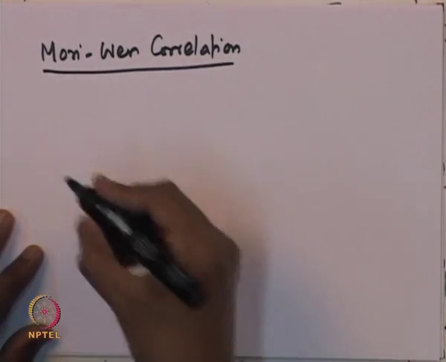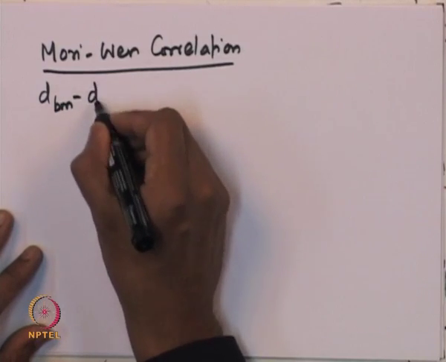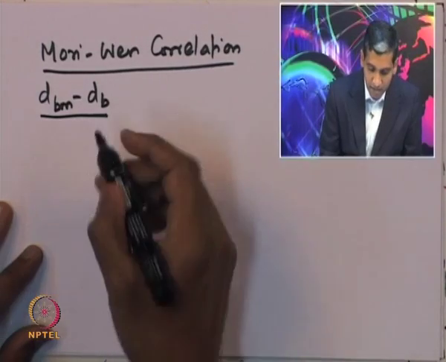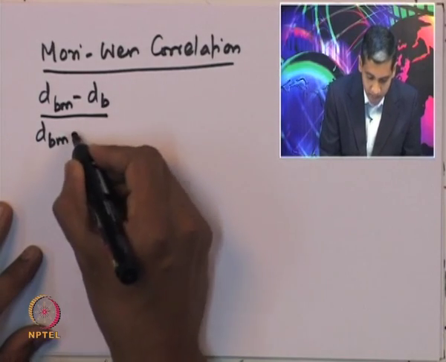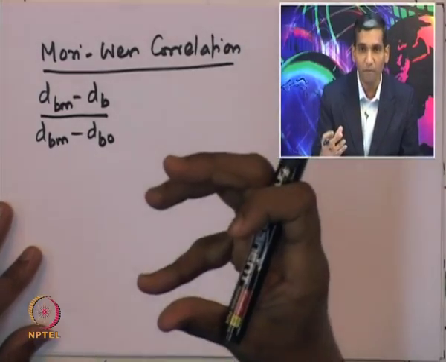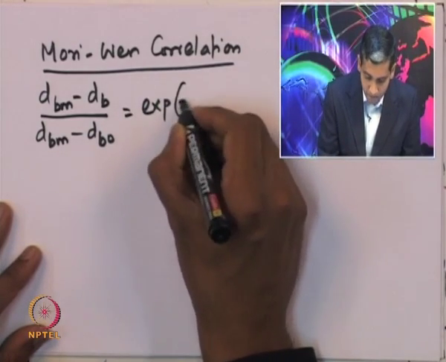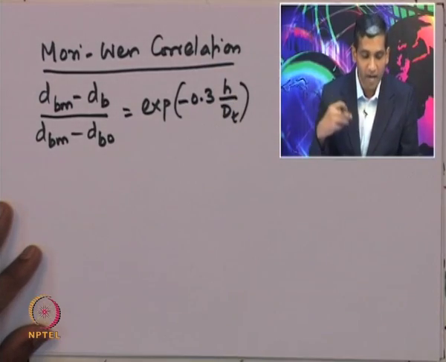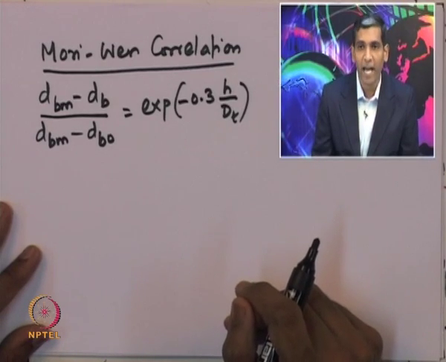It's the Mod-01 correlation. The correlation goes like this: dB, which is the maximum possible bubble diameter minus the diameter of a particular bubble, divided by the maximum possible diameter minus the diameter of the bubble when the bubble is just formed, that is the initial bubble diameter, should be equal to exponential of minus 0.3 into h by dt, where h is the height at which the particular bubble is being observed and dt is the bed diameter.